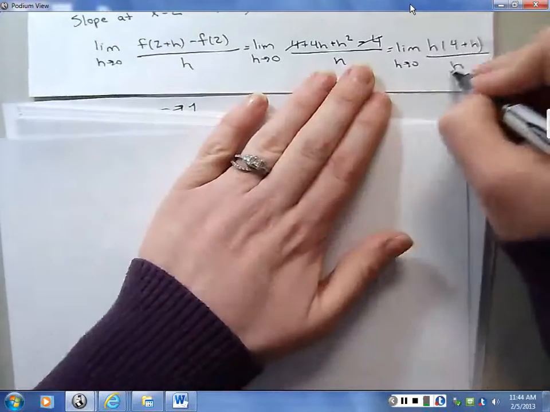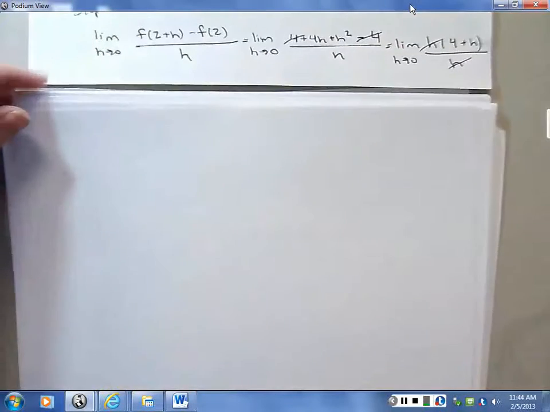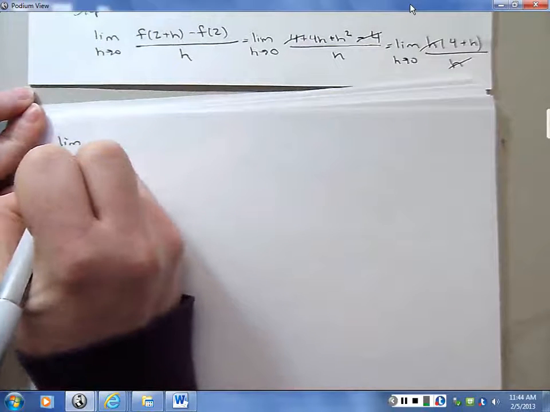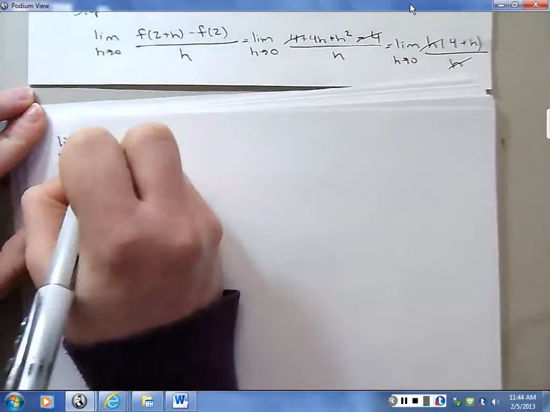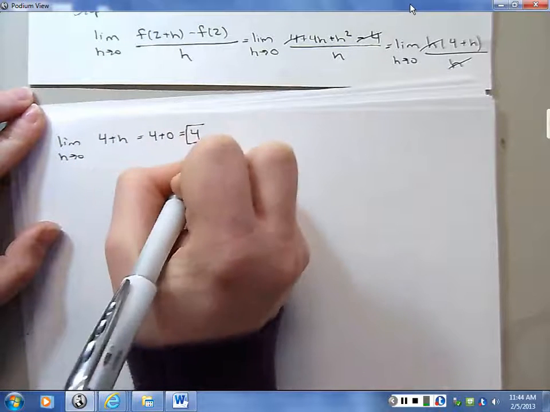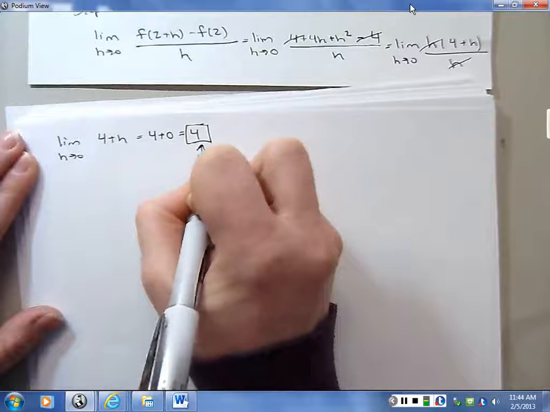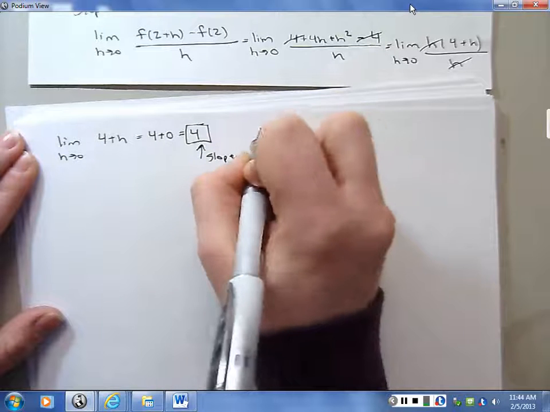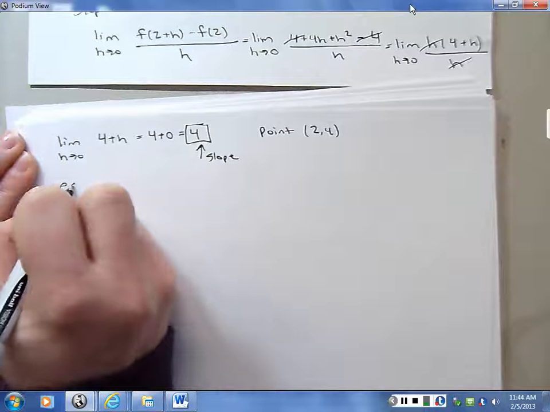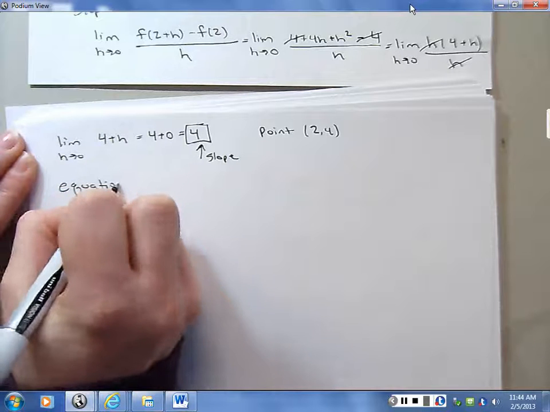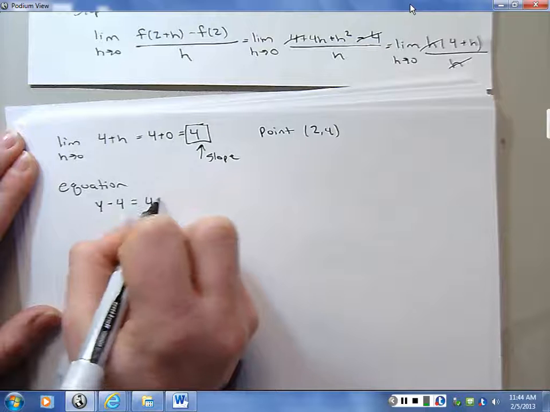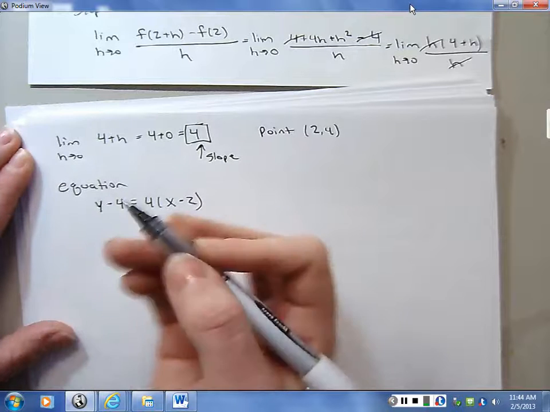So my h's cancel here, and I get the limit as h goes to 0 of 4 plus h, which would be 4 plus 0, which would be 4. So this would be the slope. And then the point would be 2 comma 4. So my equation, if they asked for the equation, it would be y minus 4 equals 4 times x minus 2. And then you could solve for y there.